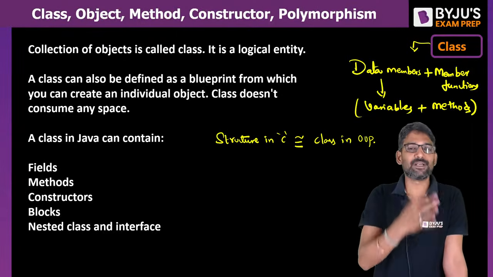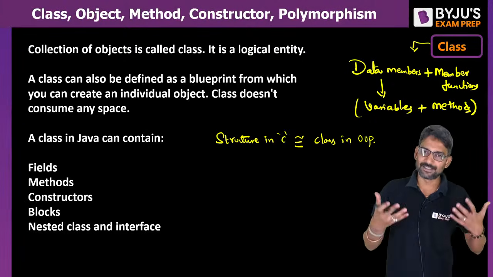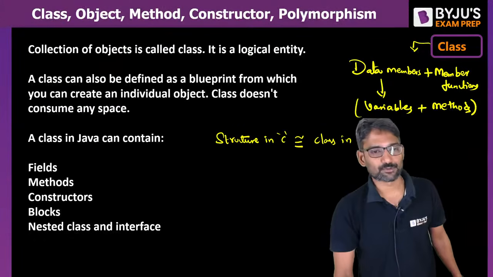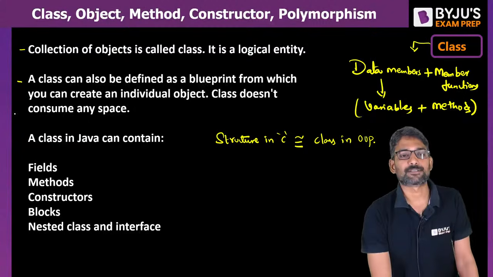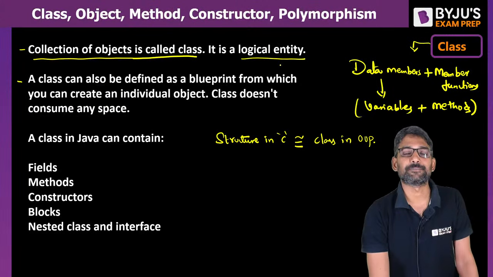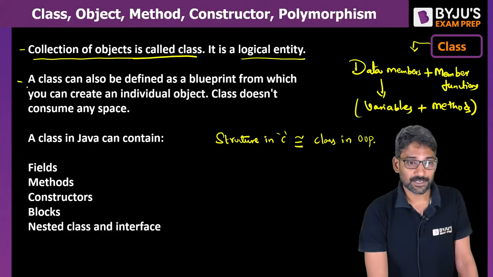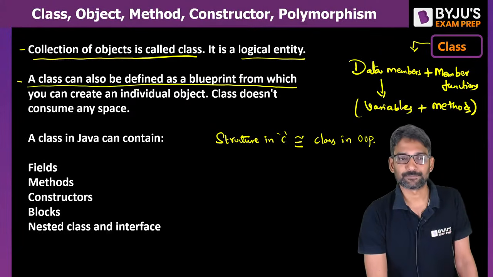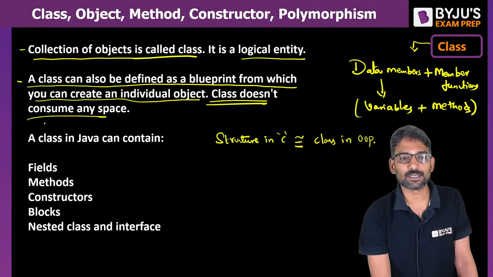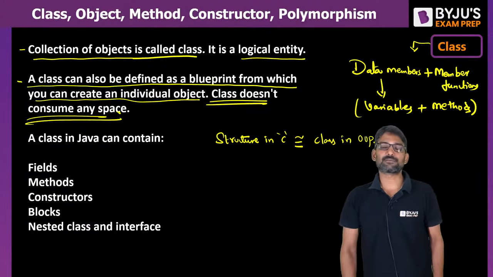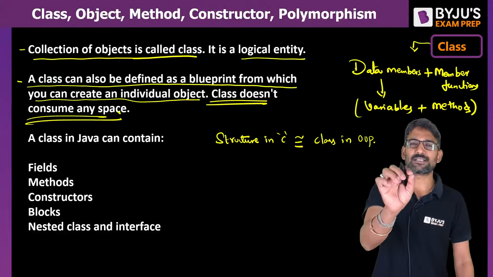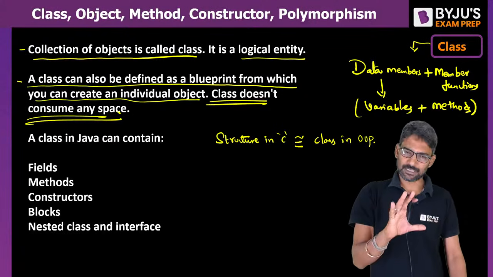And in C we have the pointers concept, but in Java the object itself is like a pointer. So there is no need of pointers in Java. Okay, coming back to this. How can you define a class? It is a collection of objects. It is a logical entity. Another definition, it can also be defined as a blueprint from which you can create individual objects. And please remember, a class does not consume any space. So for a class, memory is not allocated. For an object, memory gets allocated. If you understand structure, understanding class is very simple, because the nature is similar to that.